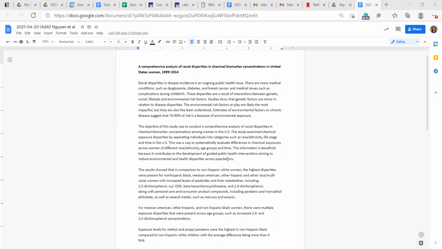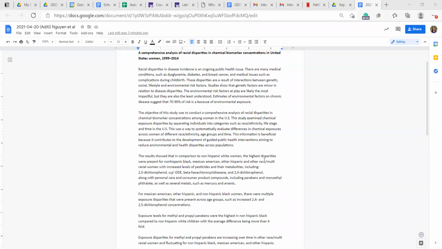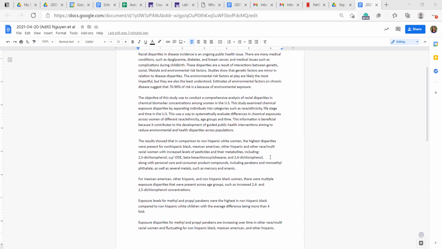There are many medical conditions such as diabetes and breast cancer especially, and other medical issues such as complications during childbirth. These disparities are a result of interactions between several different factors: genetic, social, lifestyle, and environmental risk factors. Studies show that genetic factors are very minor in relation to disease disparities, and the environmental risk factors at play are likely the most impactful, but they're also the least understood in the medical community.